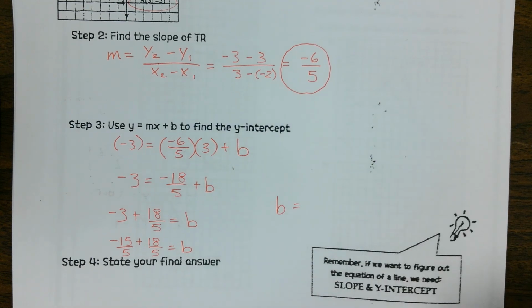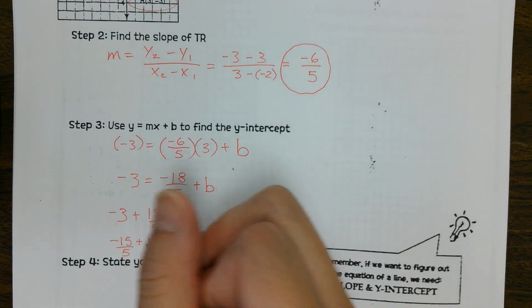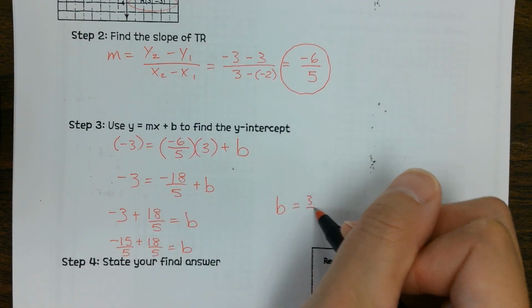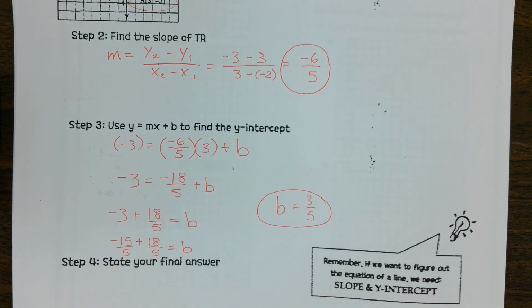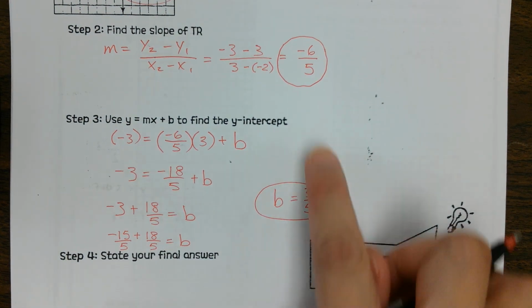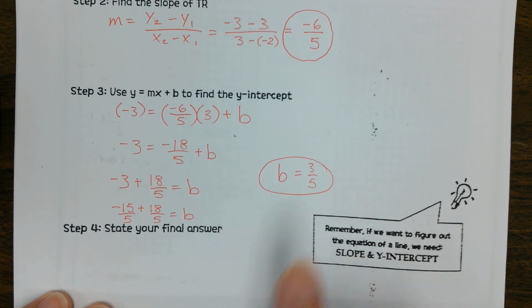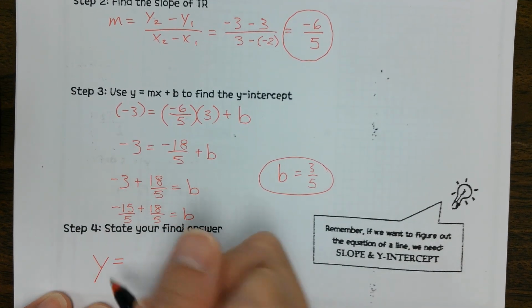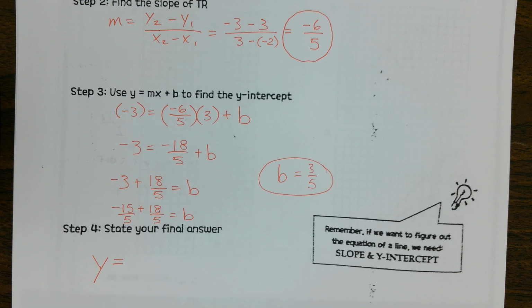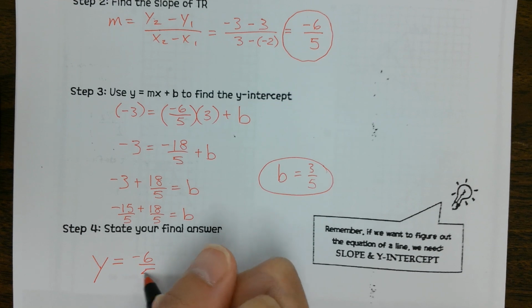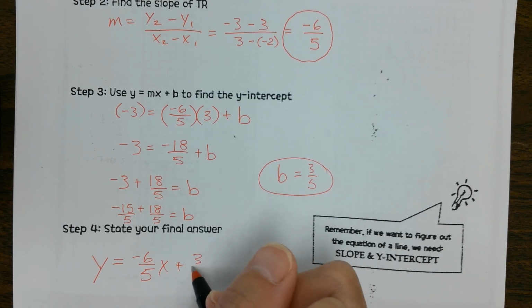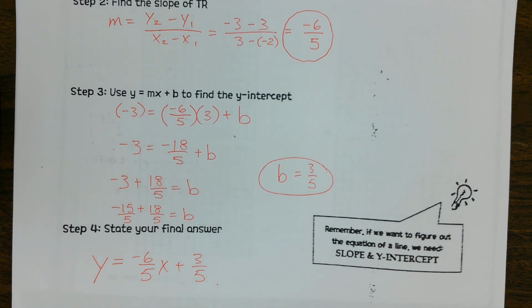So when you simplify it and add the numerators together, you get 3 over 5. Right? I have my slope. I have my y-intercept. So what is my final answer? Y equals? Yeah. Javon? Good job. Thank you. Okay.